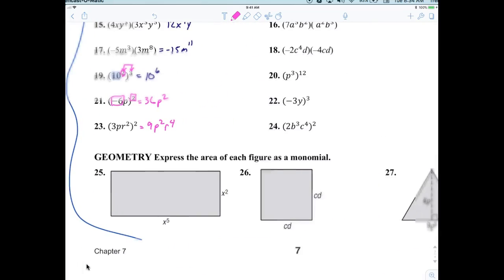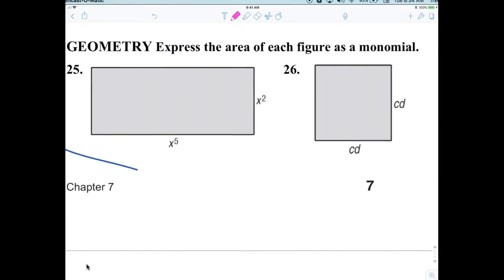All right? Now, here is, well, let's do 25. The area is length times width, right? So that's just x to the 7th. Yep. I know, you're not following the rules. When you multiply variables, what do you do to exponents? You add them.